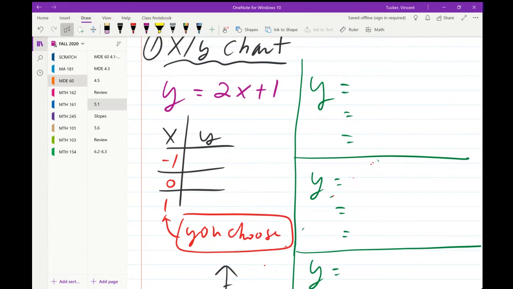All right, so we want to create an XY chart. Let's say we have the equation y equals 2x plus 1. You choose your x values. So I normally choose -1, 0, and 1.